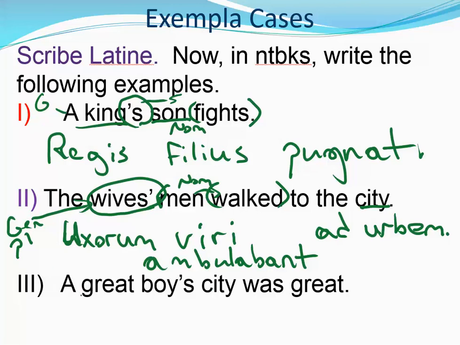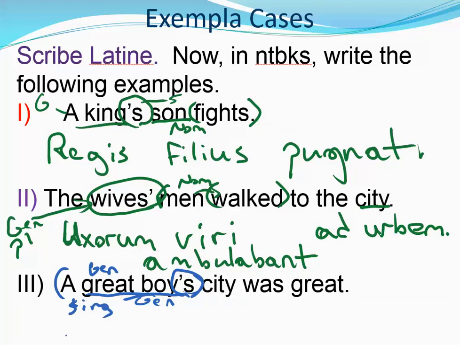Last example. A great boy's city was great. Wow. That's a little repetitive. Anyway. The great boy's city. So the great boy is owning something, so this whole thing needs to be genitive. The adjective must be genitive, and so must the boy, because great describes boy, and adjectives must have the same case as their noun. It's only one because it's apostrophe S, so singular.